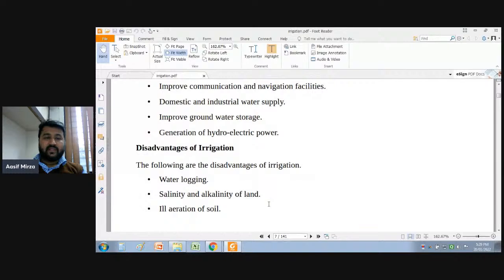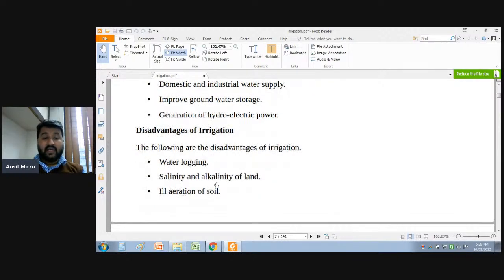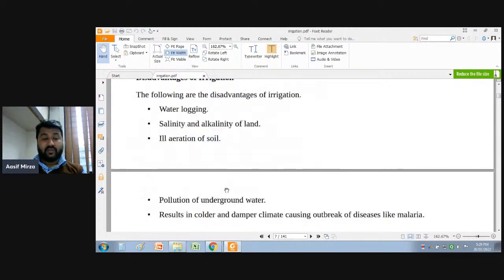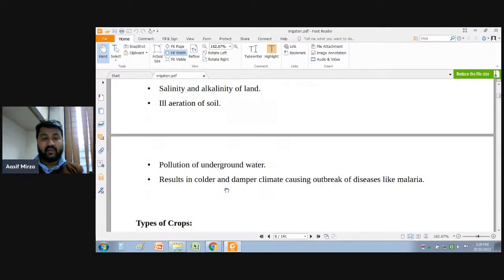Now moving toward the disadvantages of irrigation. The following are the disadvantages of irrigation, which are very few. Waterlogging may happen by storing the water, salinity and alkalinity of the land, ill aeration of the soil, pollution of the underground water, resulting in a colder and damper climate causing outbreak of diseases like malaria.